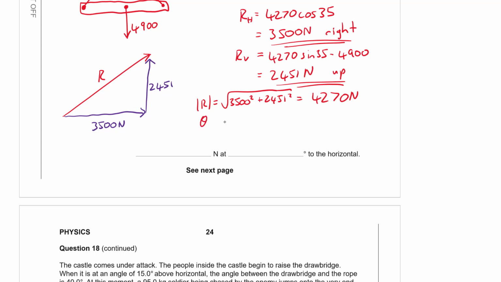And then we have our theta, and that's going to be the inverse tan of 2451 over 3500, and that would be 35 degrees, and that is this angle here, so that's already relative to the horizontal. So I can just put those values in: 4270 newtons at 35 degrees to the horizontal, or 35.0. And there we go.